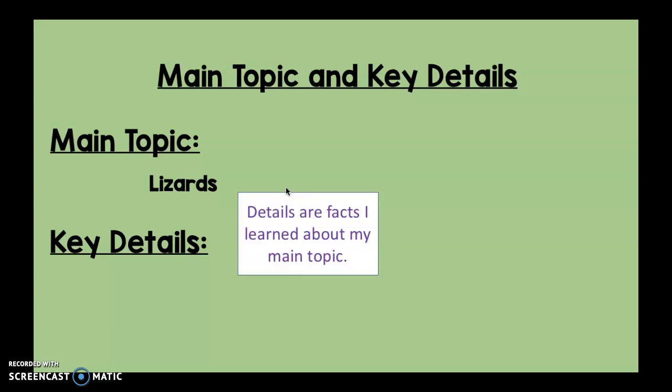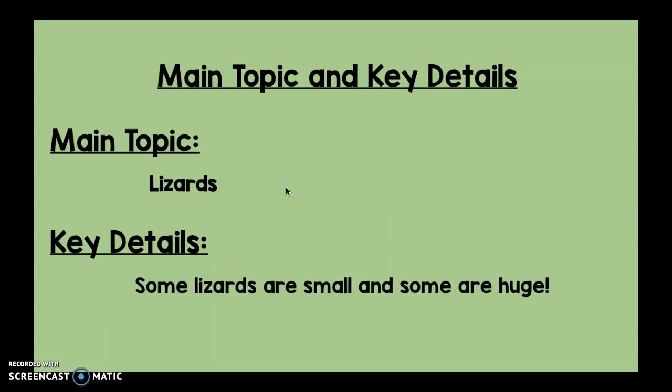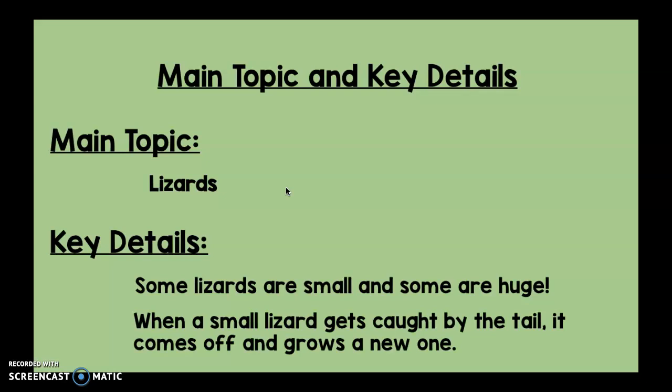Oh, yep. They're facts that I learned about my topic. So some of the things I learned when reading was that some lizards are small and some are huge. And I also learned that when a small lizard gets caught by the tail, it comes off and grows a new one. Remember, you can always go back into the text to find those details if you don't remember them.